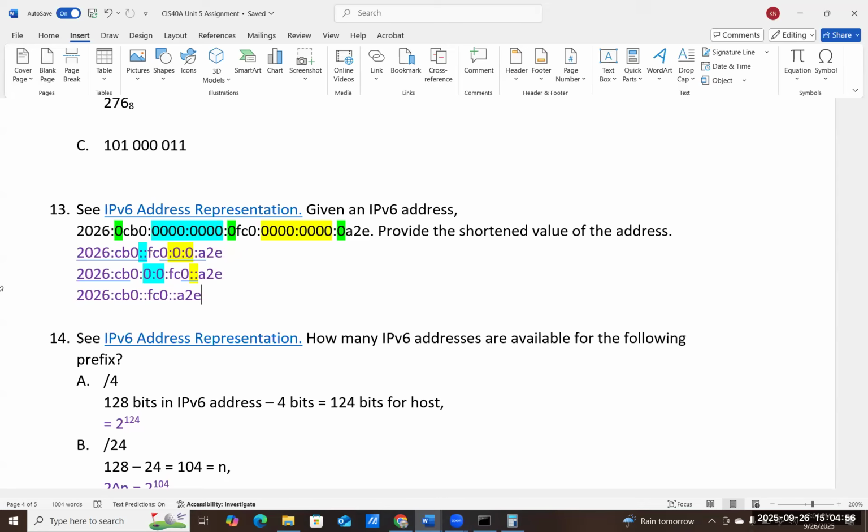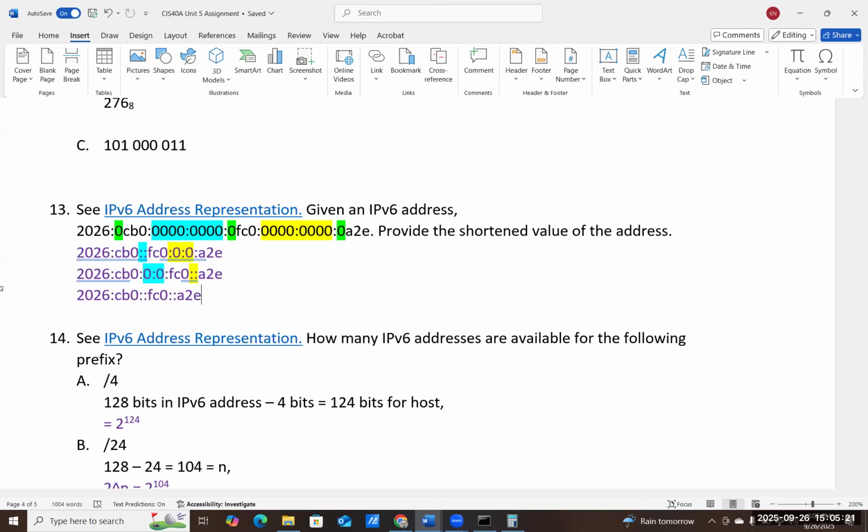So if a full address is like this, we can have it condensed or shorthanded in 3 ways. It depends on the software designer or the developer or the system engineer, how they want to represent the value for the full address. Any questions?